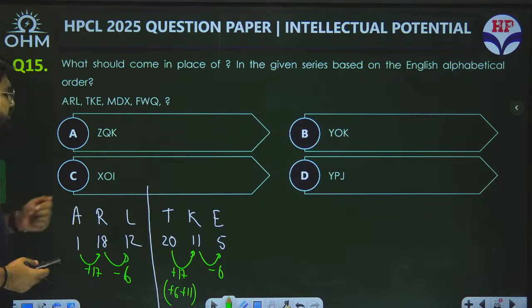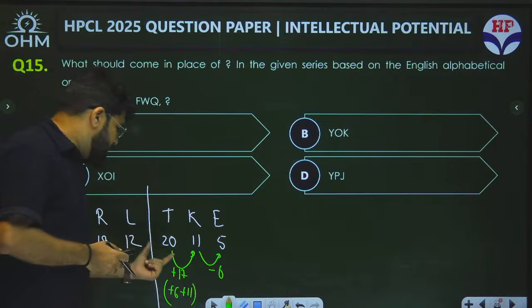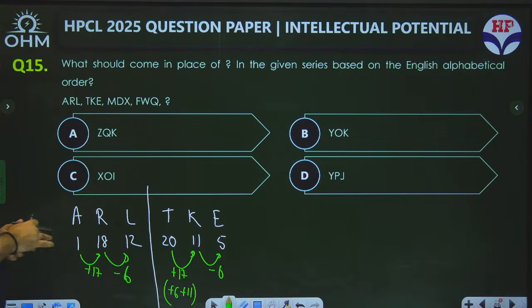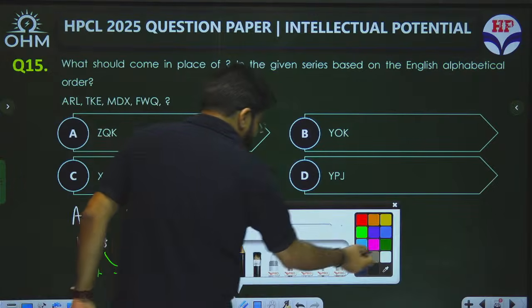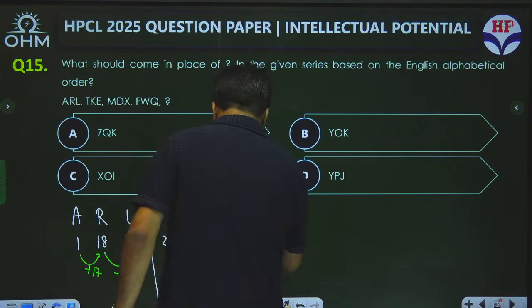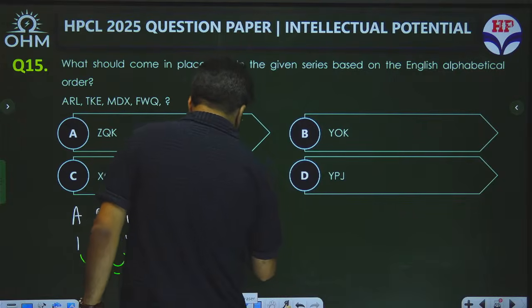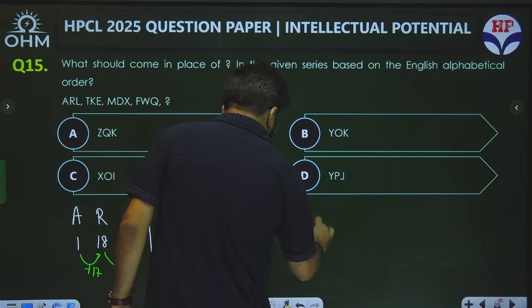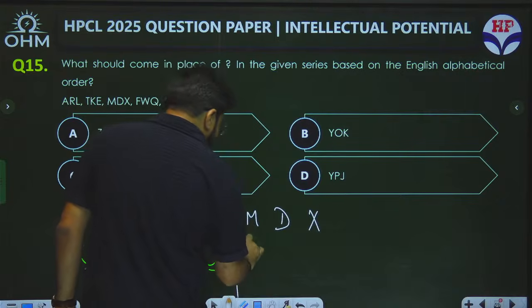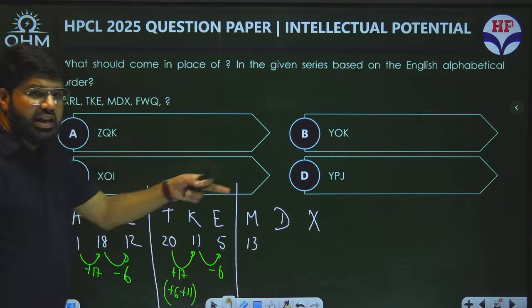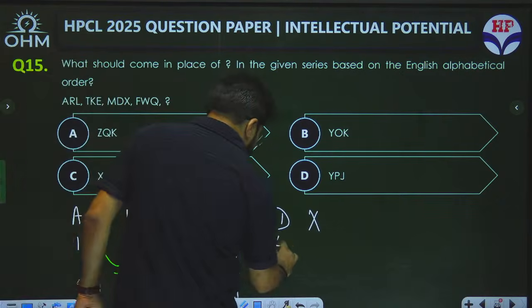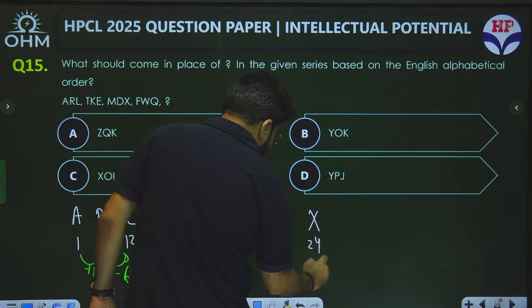So it is plus 17 only. What is the pattern we have to fix? The pattern is plus 17 and minus 6. But then we also have to fix what the first letter is. So let's keep writing the total data given. What is the next data? M, D, X. Now you see, again, M will be 13, J, K, L, M. D is 4th. X is 24th, X, Y, Z.